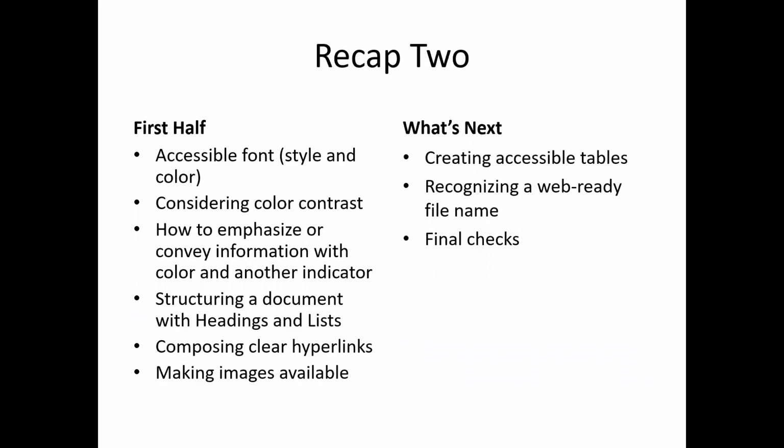So, just our second recap, we talked about font styles in the first half. We talked about color contrast. We talked about don't convey information with color alone. The second part, we talked about structuring documents with headings. We talked about hyperlinks, that they should be meaningful, they should mean something. And then we talked about making images available, about those long descriptions and that alt text and the context of alt text.